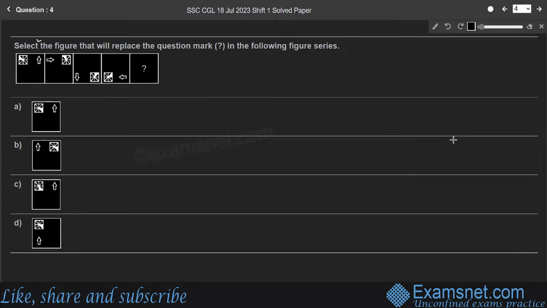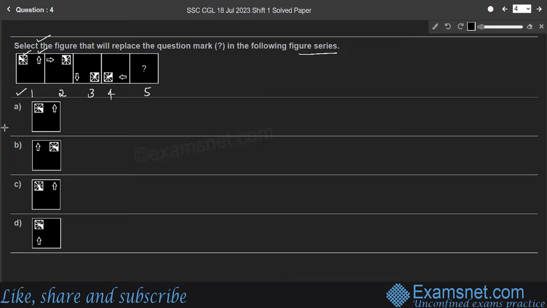Question number 4. Select the figure that will replace the question mark in the following figure series. So the given figure series has 4 figures: 1, 2, 3, 4. We need to find the fifth one, right? Consider the first figure, which has a square box and an arrow mark.